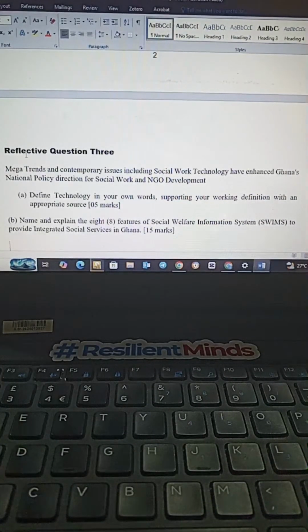That's the first feature. Now the second feature is family reunification and alternative care. So here too, what are we trying to talk about? It tracks separated or unaccompanied children and overseas placement of reintegration process. So SWIMS also helps in the reintegration process of children who have lost their families and other things. So that's also the second feature of SWIMS.